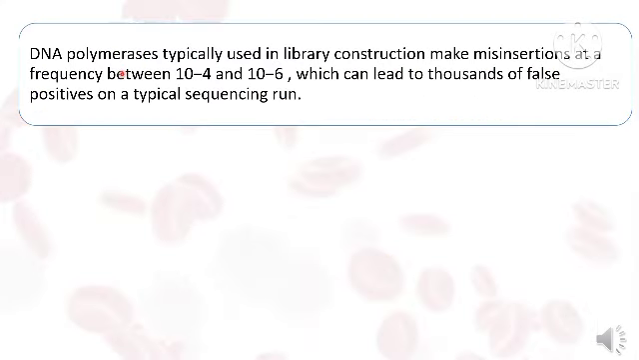So, why is DNA polymerase causing misinsertions? Because DNA polymerases typically make misinsertions at a frequency ranging from 10 to the power minus 4 to 10 to the power minus 6, which can lead to thousands of false positives on a typical sequencing run. That's why we check the fidelity of DNA polymerases, that is proofreading activity, to check whether the correct base has been incorporated or not.